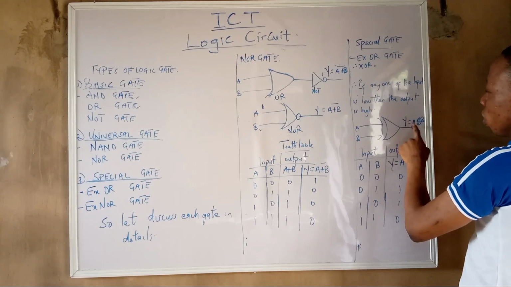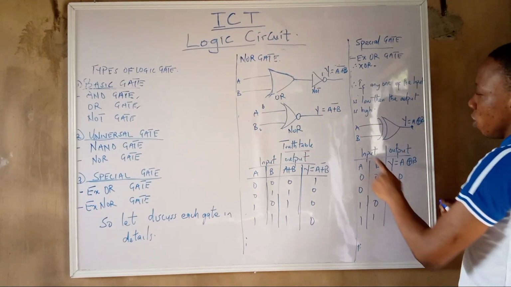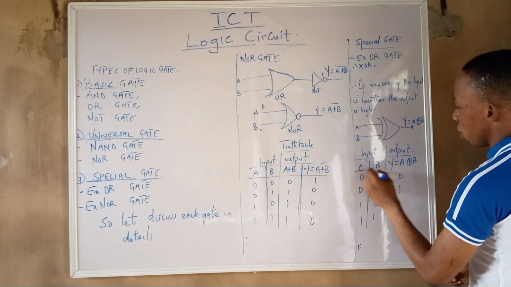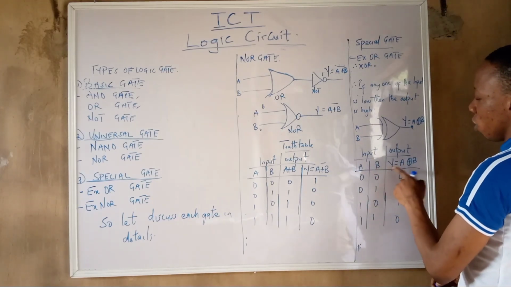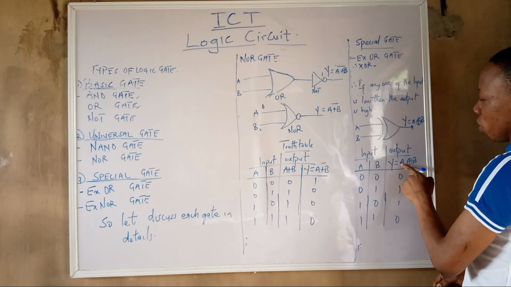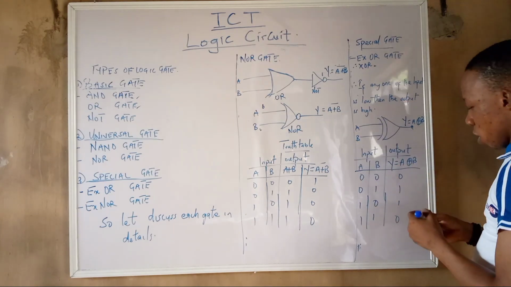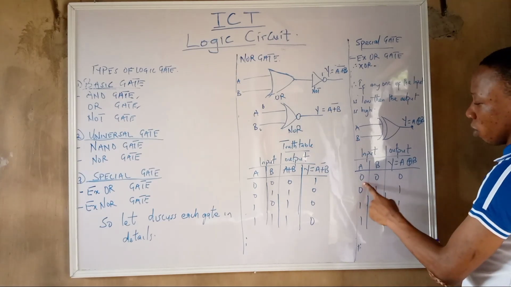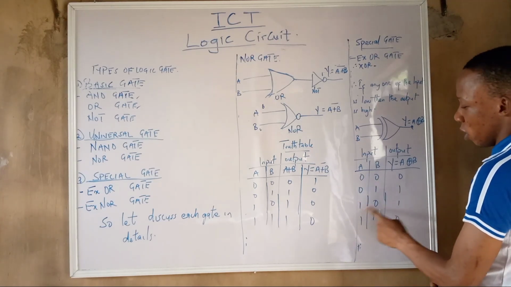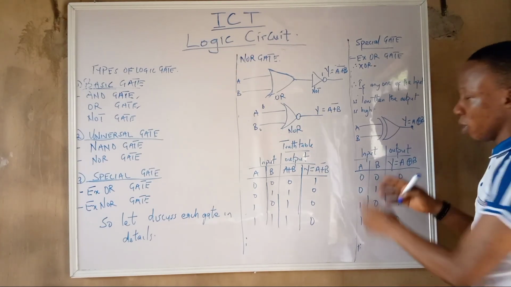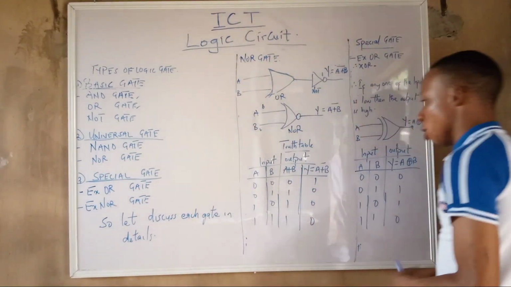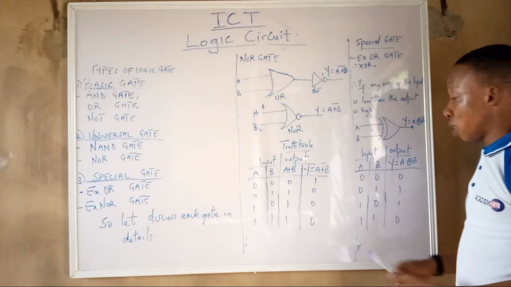Y is equal to A modulus B. Then your truth table, the input and the output: A, B, and then Y is equal to A modulus B. Your normal diagram, that's the normal number: 0, 0, 0, 1, 1, 0, 1, 1. If you observe these numbers on the AND gate, you'll see it is the same thing. It doesn't change. It is constant.